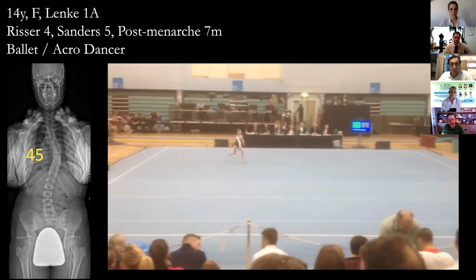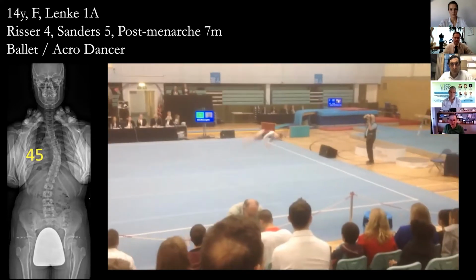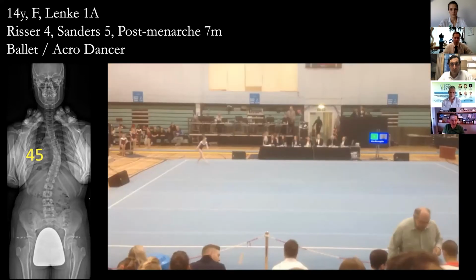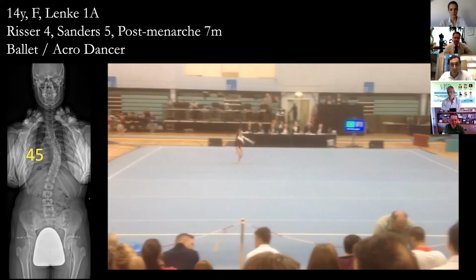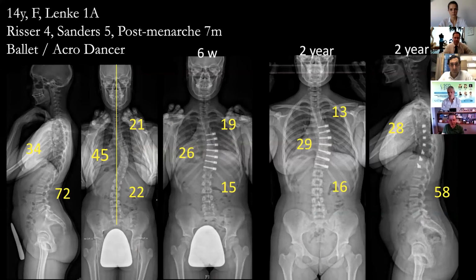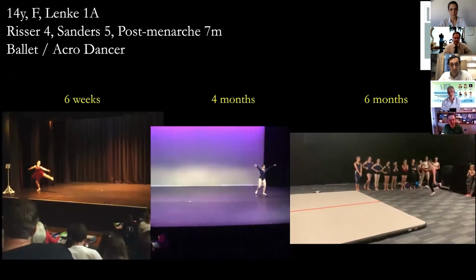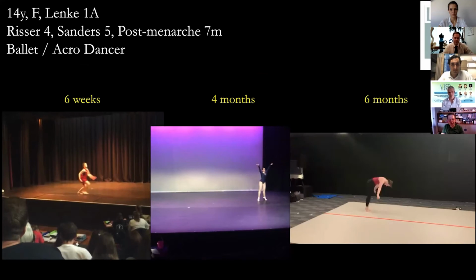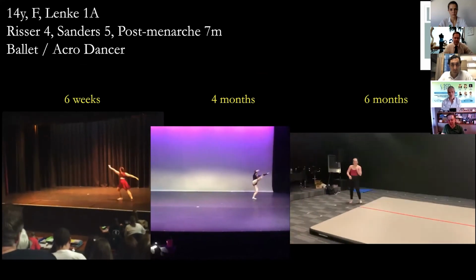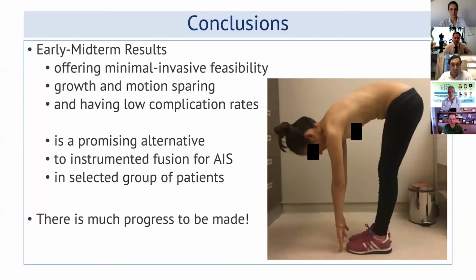But especially for such a patient, an elite gymnast and dancer with a 45 degree curve, I was not very comfortable doing a fusion surgery. With this kind of surgery, as you can see, this patient completely returned to her sporting activities in a very short time. So the early midterm results, offering minimally invasive feasibility, growth and motion sparing, and low complication rates with this type of VBT surgery, make it a promising alternative, but of course there is much progress to be made.